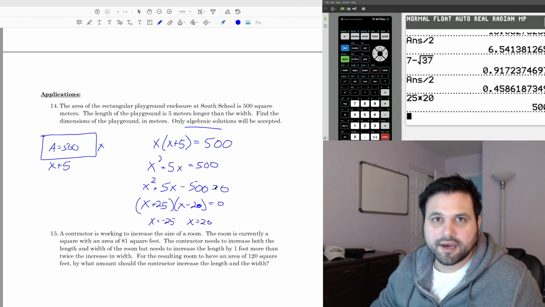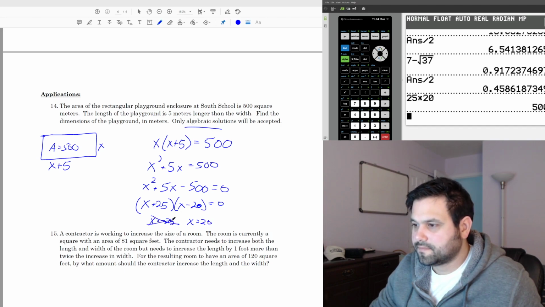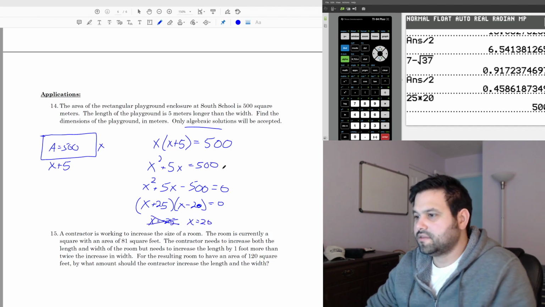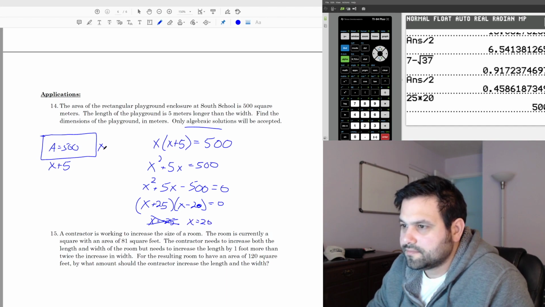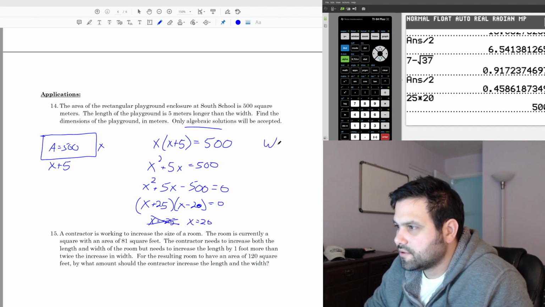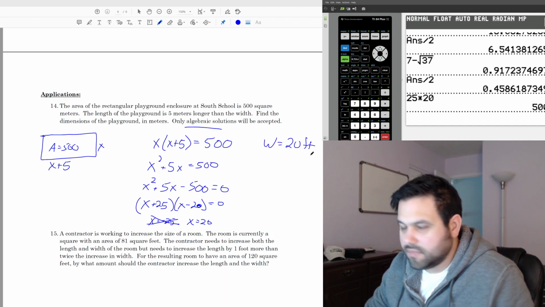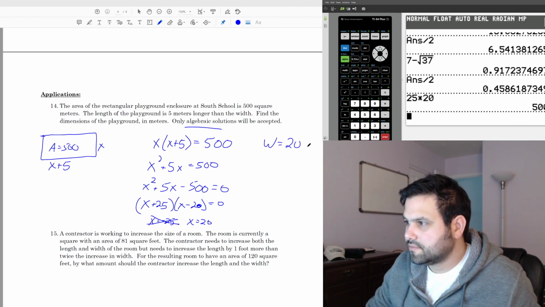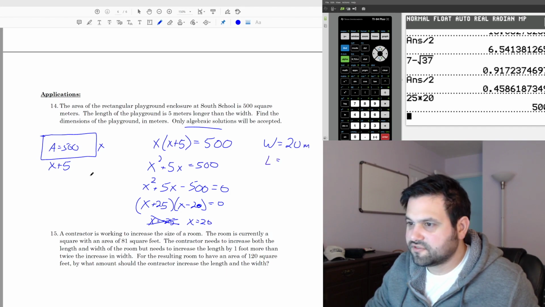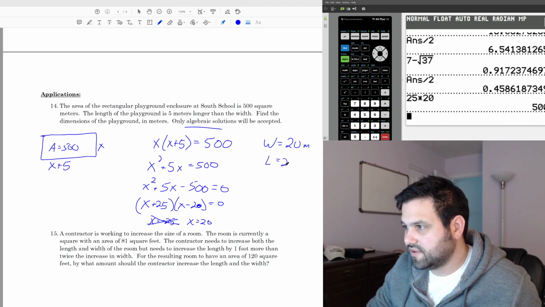And because we're talking about dimensions here, we're not going to have negative length. So x is 20. So the width is 20 meters. And the length, which is 5 more, is 25 meters.